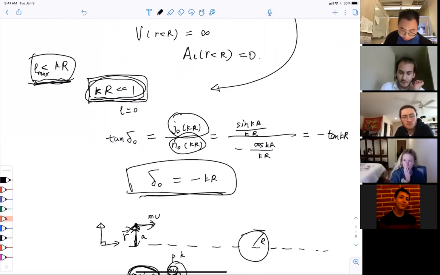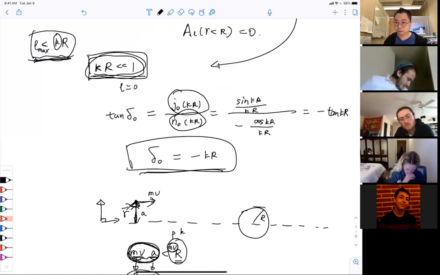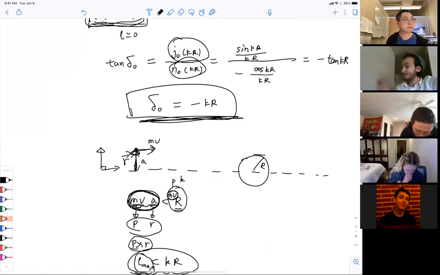So that's why, if we assume the incoming wave has no energy, then we only need to care about the S wave scattering. And we do this approximation, and we get this result.